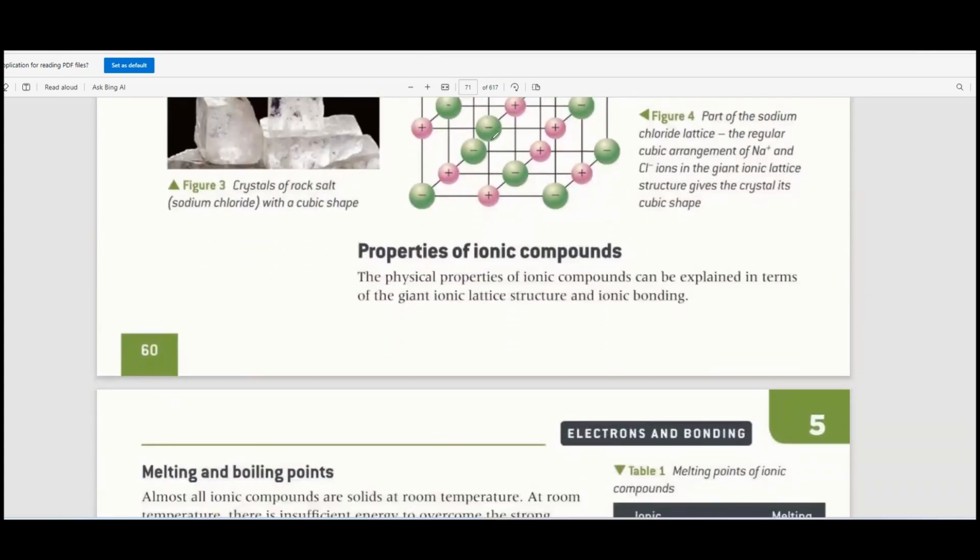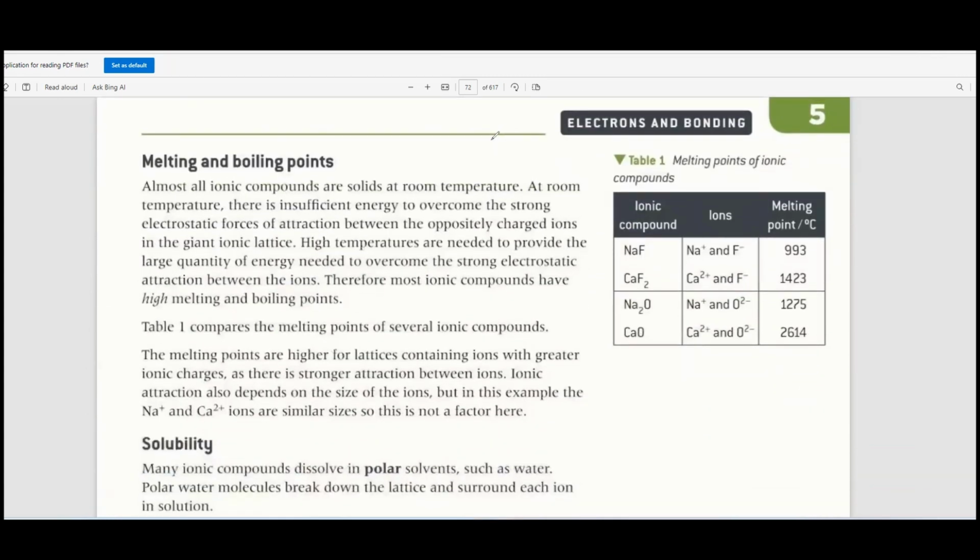The properties of ionic compounds. The physical properties of ionic compounds can be explained in terms of the giant ionic lattice structure and ionic bonding. Melting and boiling points: almost all ionic compounds are solid at room temperature. At room temperature, there is insufficient energy to overcome the strong electrostatic forces of attraction between the oppositely charged ions in the giant ionic lattice. High temperatures are needed to provide the large quantity of energy needed to overcome the strong electrostatic attraction between the ions.